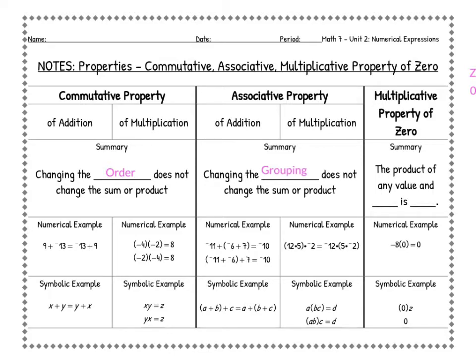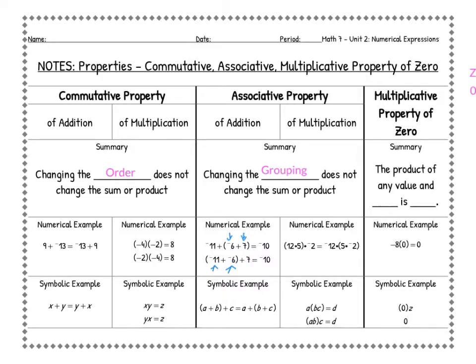So looking at our numerical example, we can see that the negative 11 is on the outside and the negative 6 and the 7 are on the inside in our first example. Then we're going to change the grouping, so we're going to move the parentheses to be around the negative 11 and the negative 6, and either way the outcome is going to be negative 10.